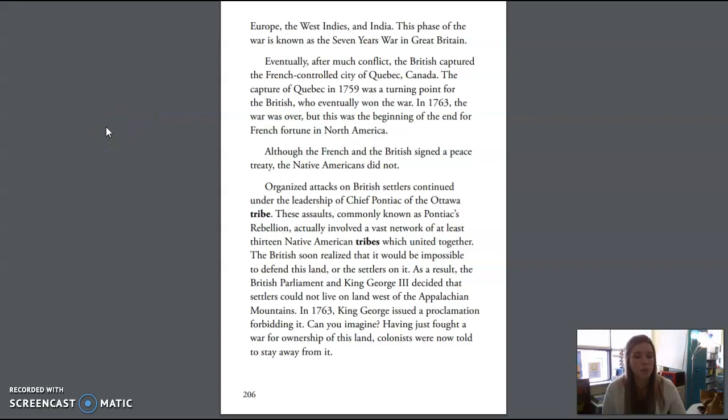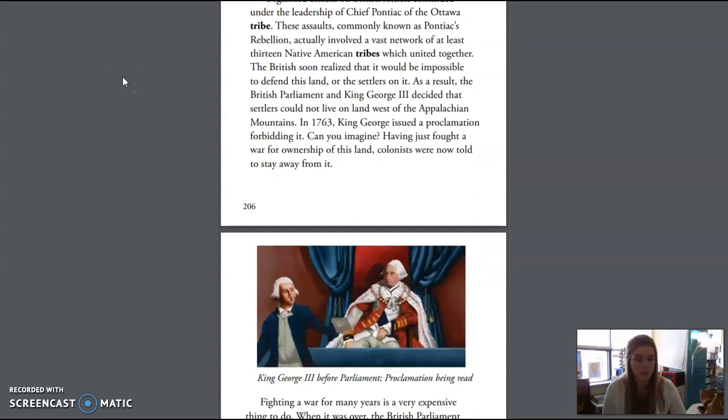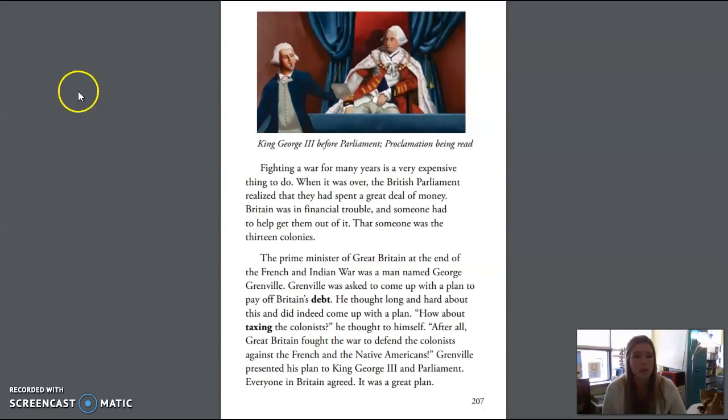As a result, the British Parliament and King George III decided that settlers could not live on land west of the Appalachian Mountains. In 1763, King George issued a proclamation forbidding it. Can you imagine? Having just fought a war for ownership of this land, colonists were now told to stay away from it? This is an image of King George III before Parliament, the proclamation being read.